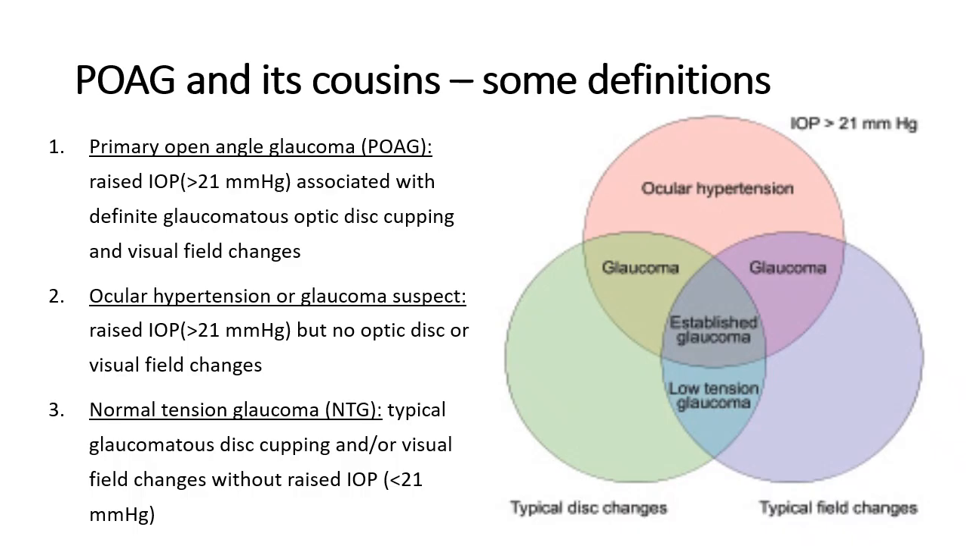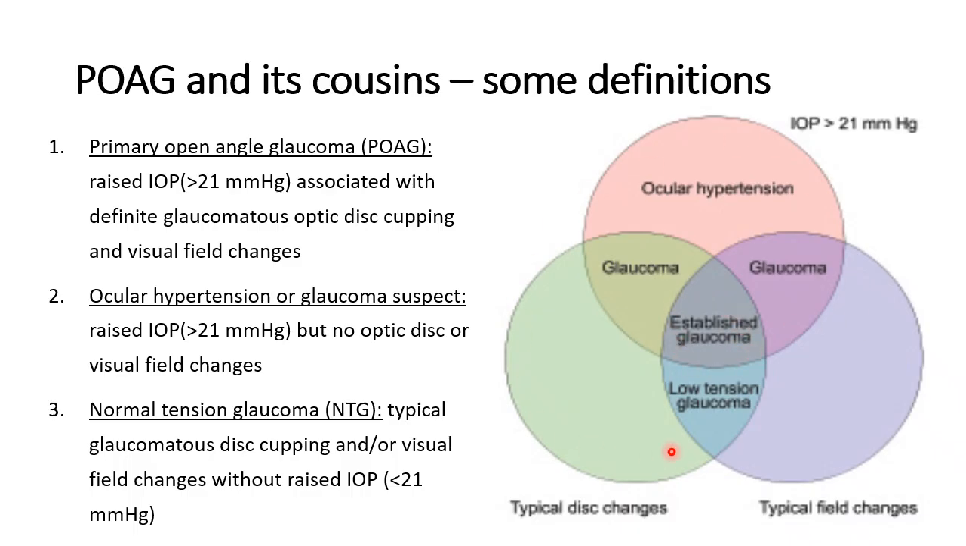Now just a few slides on some distant cousins of primary open angle glaucoma, which are similar to open angle glaucoma but not really open angle glaucoma. So we know that primary open angle glaucoma is raised IOP associated with definite glaucomatous disc cupping and visual field changes. You're familiar with Venn diagrams from school. So when all the three criteria are satisfied, it is an established glaucoma. The pressure is raised, there are disc changes, there are field changes.